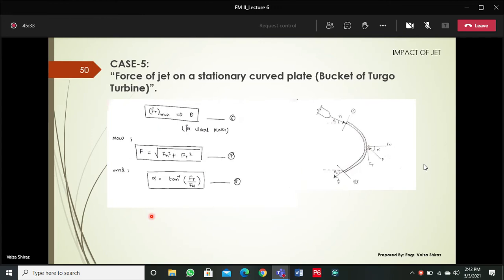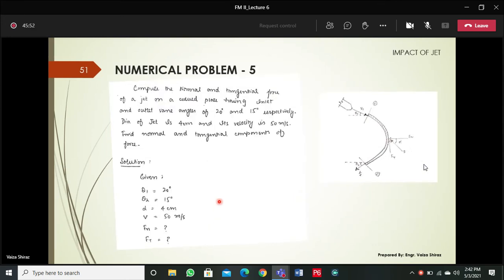So minimum value of Ft which you can maintain, that is 0. This is for the ideal plate. Also, you can find out the resultant force by these two, and alpha is the inclination of this F with the horizontal, that is tangent inverse of Ft over Fn. Okay, now we will solve this numerical problem.